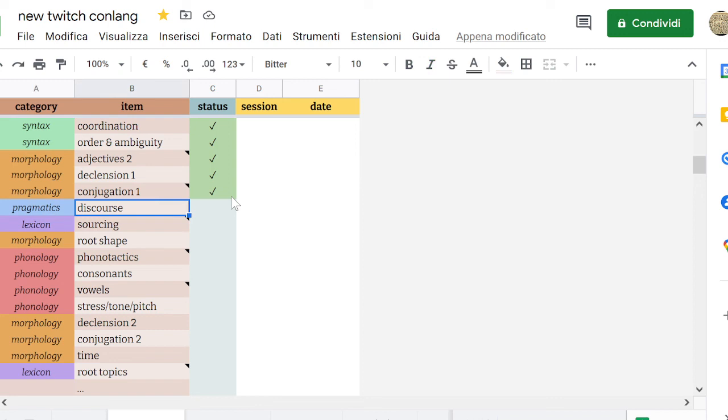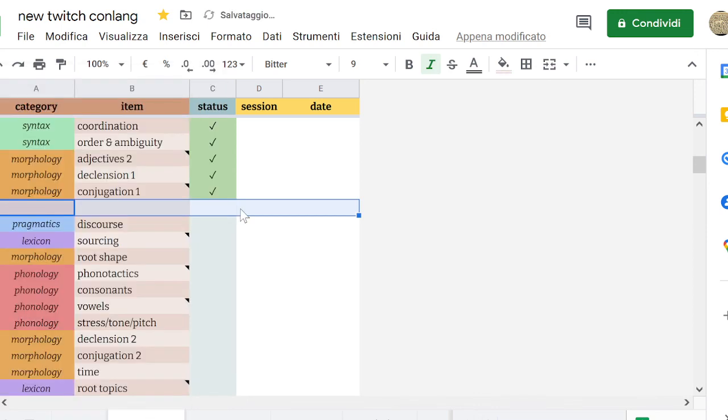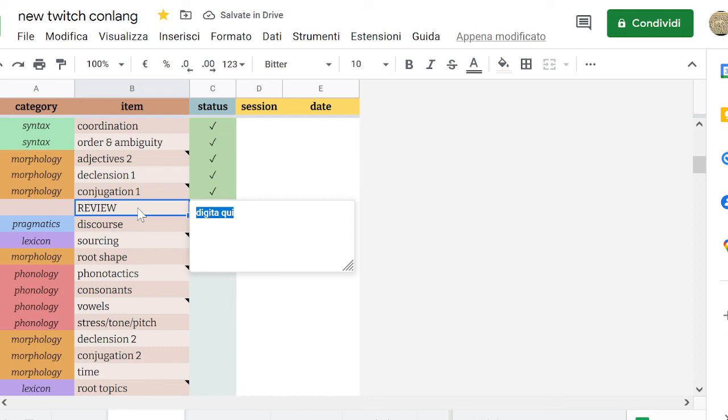So we're going to talk about discourse next time, and if that doesn't take the whole time, then we will maybe talk about, finally, trying to decide whether or not I want this language to be a priori or a posteriori. That's what this sourcing means. But since this is the end of the session, I also want to put in what my review is going to be for next time. And in my review, I would like to put what my to-dos are between now and then, the things I want to think about between now and Saturday.